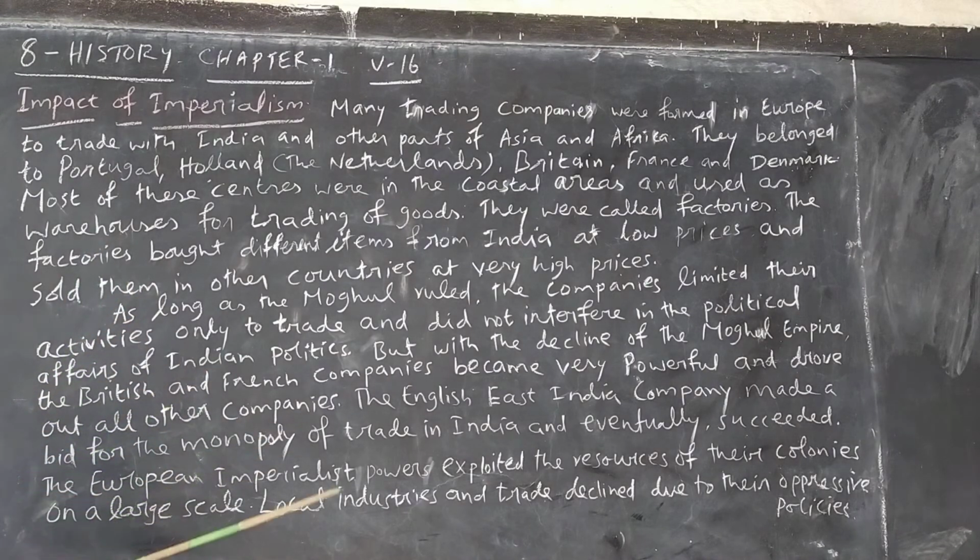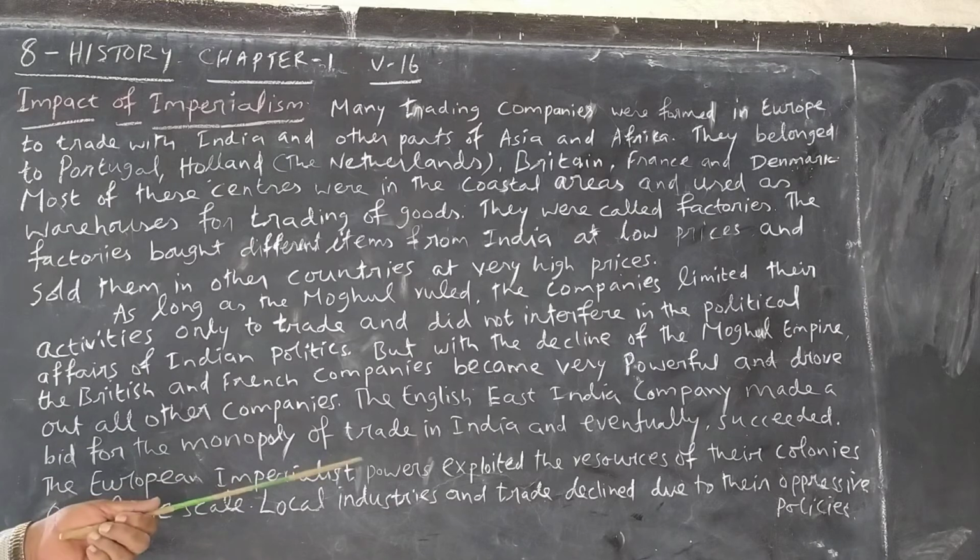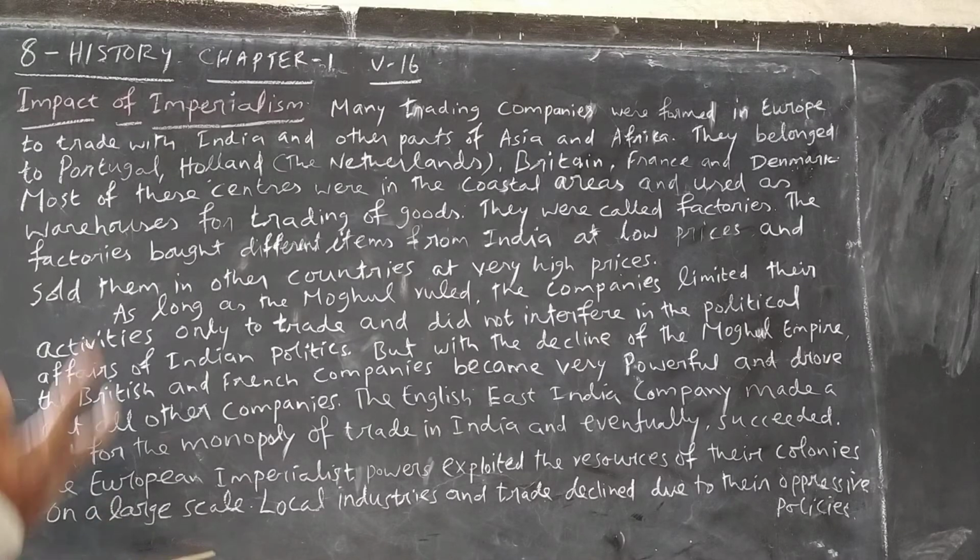At last, they made all the small kings surrender to them, and particularly the French were confined only to Chandernagore and Pondicherry of Tamil Nadu, Mahe and some other areas. And the rest, the English, the Britishers, became absolute rulers of India. So, with the decline of the Mughal Empire, when the Mughal Empire became weak in power, these British people and French people started asserting themselves to rule the country.